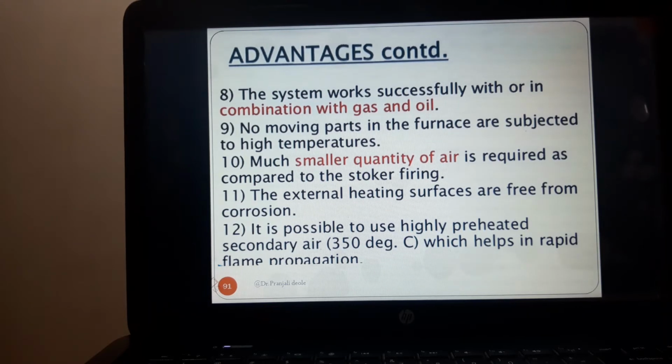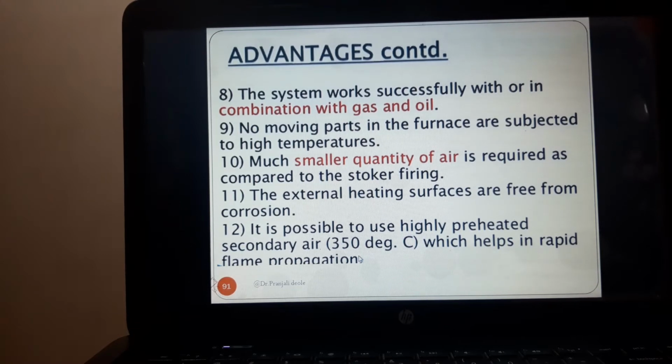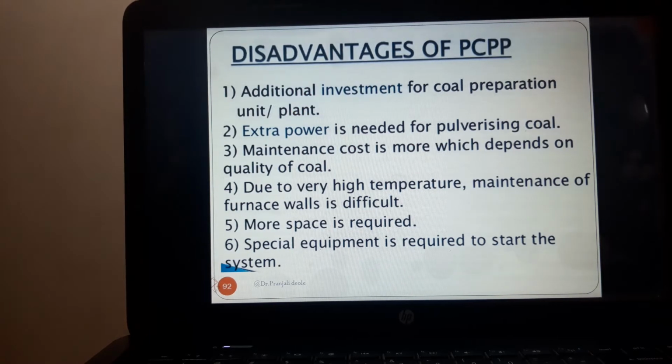No moving parts in the furnace are subjected to high temperatures. A much smaller quantity of air is required as compared to stoker firing. The external heating surfaces are free from corrosion. It is possible to use highly preheated secondary air, about 350 degrees centigrade, which helps in rapid flame propagation in this particular case. Then the furnace volume required is also considerably less.